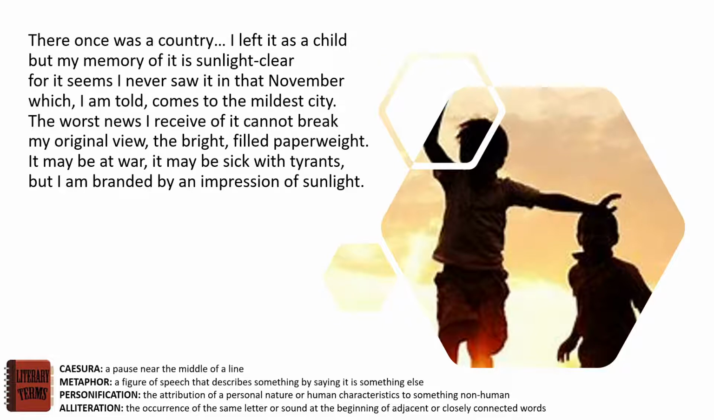So again, we've got this immediate idea of displacement, of someone being taken from somewhere that they didn't want to leave. But, and whenever we see the word "but" in any text, we know there's something that's going to be offered to us as an alternative, some kind of conflict to that. "So I left it as a child, but my memory of it is sunlight clear." So whilst she might have only been a child for a short time living in this country, what our speaker's telling us straight away really strongly is that she still remembers it with clarity, and she uses this image, sunlight clear, to talk about how strong her memories are.